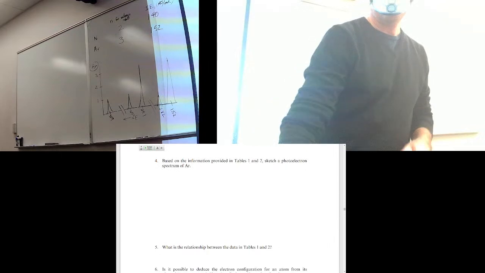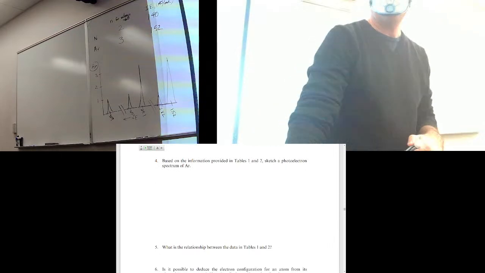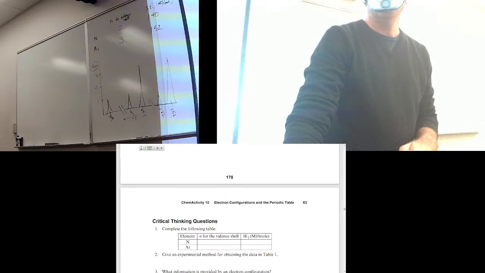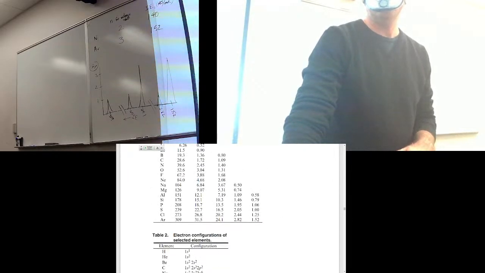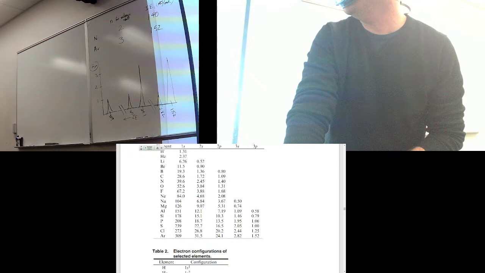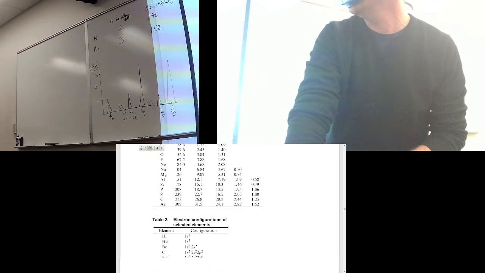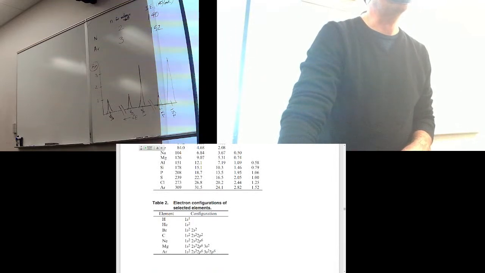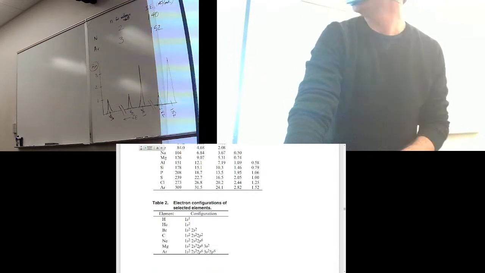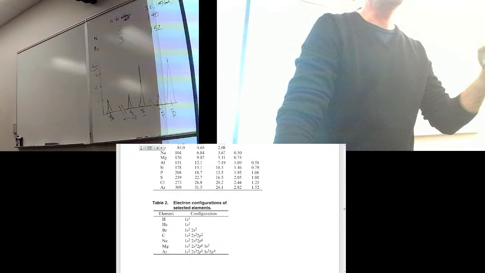So really, what is the relationship between the data in tables 1 and 2? Basically, table 1 gives you the energies of the subshells, and table 2 gives you the number of electrons in those subshells. So they both represent some information about the subshell, okay?